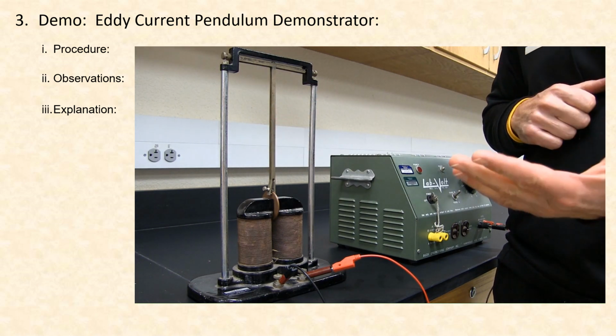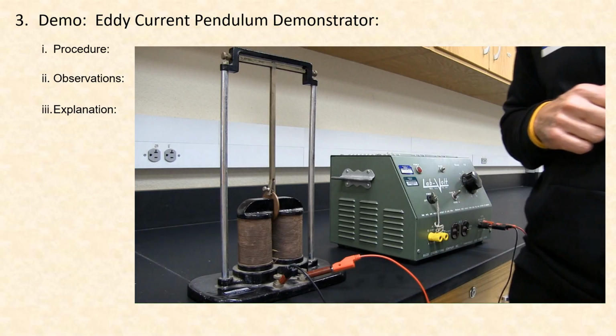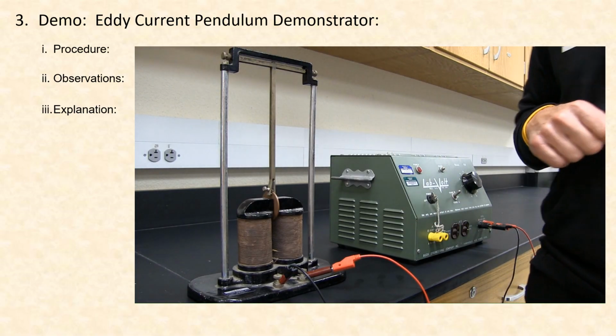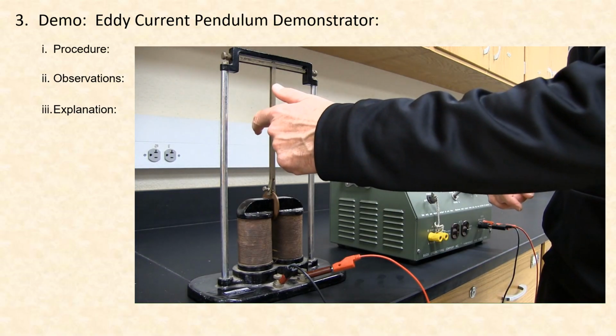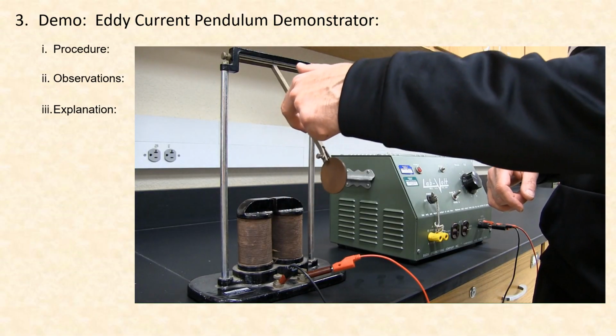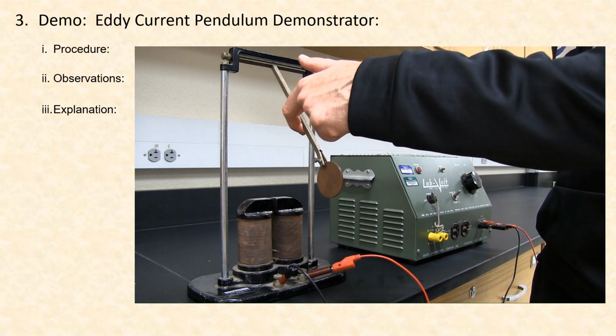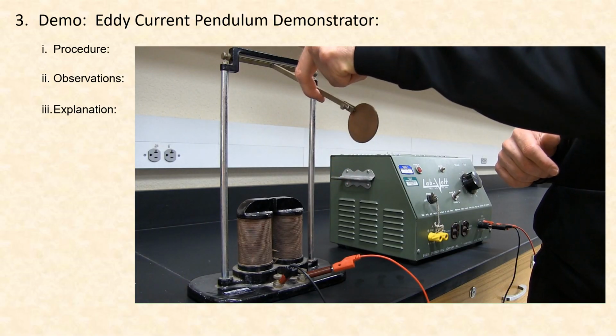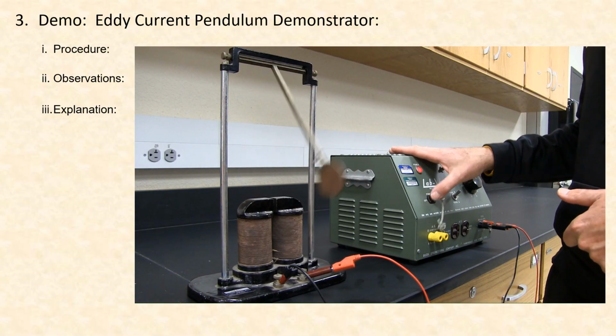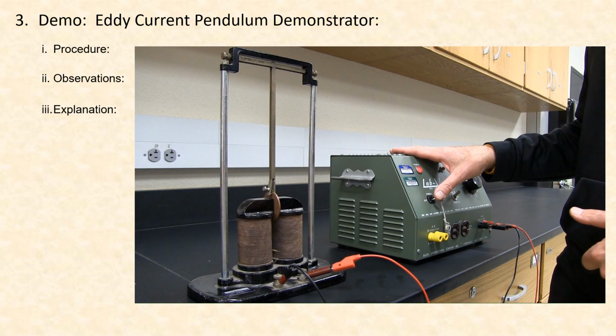And right now there's no current in the solenoid, so we have no magnetic field there. But let's take a look at what happens when we produce a magnetic field. I'm going to start the pendulum swinging with no magnetic field. I will quickly turn it on, and let's take a look at what happens to its motion.